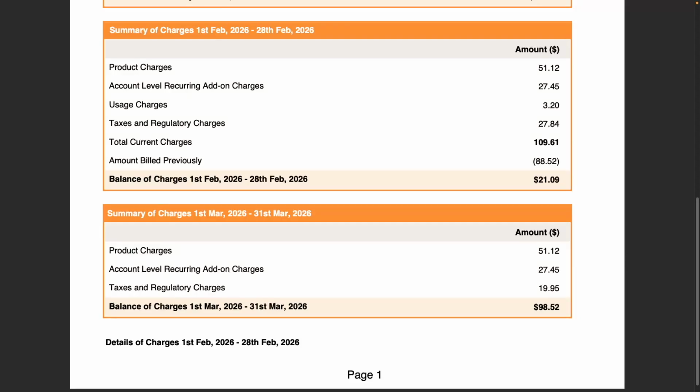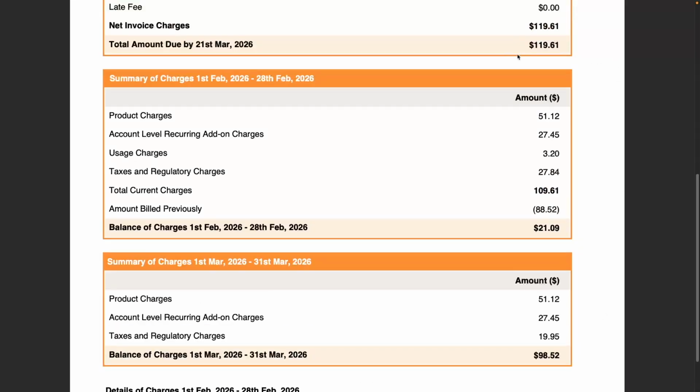Next is a prepaid section. Summary of charges, March 1st through the 31st. Now, this section includes product charges 51.12, account level recurring add-on charges 27.45, taxes and regulatory charges 19.95, and then the balance of charges is 98.52. So in simple terms, 21.09 is a remaining balance for February, and 98.52 is a prepaid amount for March. Now, together, those make up the total invoice amount of $119.61.